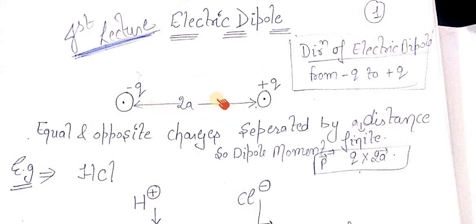So what do we conclude, what is an electric dipole? Equal and opposite charges separated by a distance of 2a, or some finite distance, is an electric dipole. Here minus q and plus q are the charges. So the p vector is the symbol of the electric dipole, equal to q into 2a vector. And one more thing, the direction of the electric dipole is from minus q to plus q, remember it.